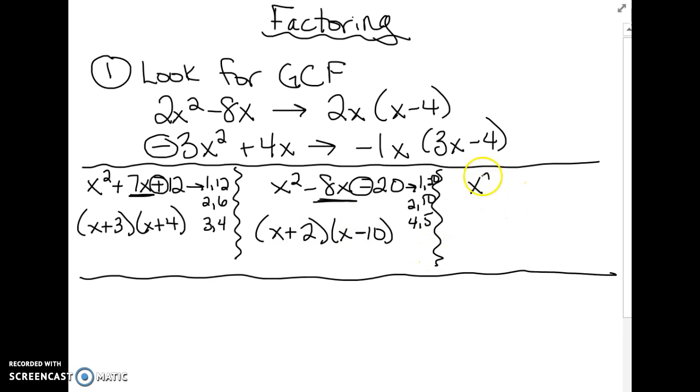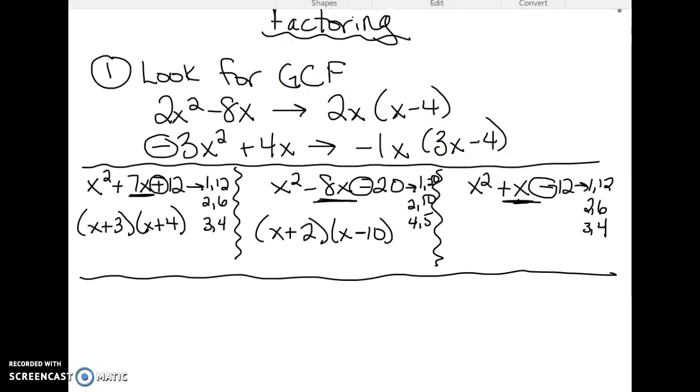And then let's try one more. X squared plus x minus 12. So 1 and 12, 2 and 6, 3 and 4. So I'm looking for the factors that subtract to give me a 1. Let's change that color. So remember that there's a 1 there. Okay? And so my factors that subtract to give me 1 are 3 and 4. So I'm going to put a 3 and a 4. And since this middle number is positive, my bigger number is positive.